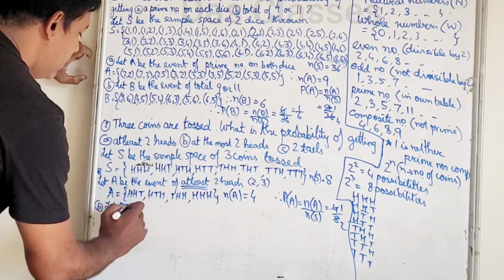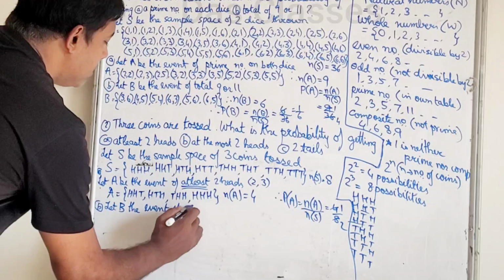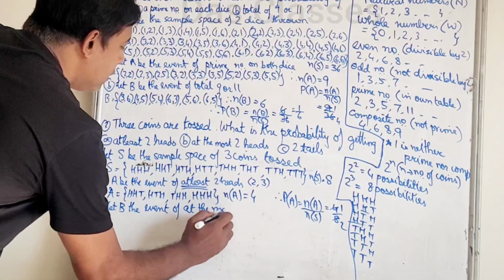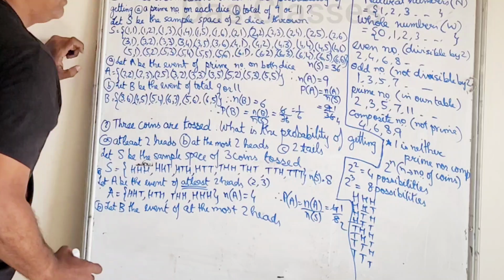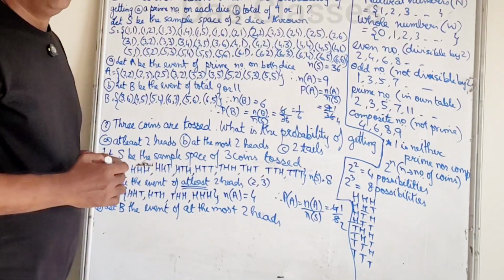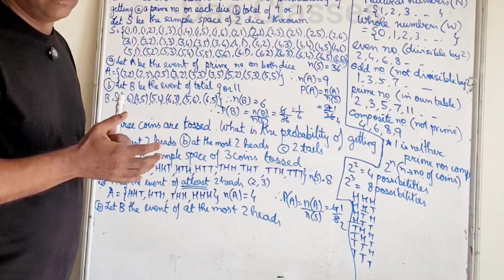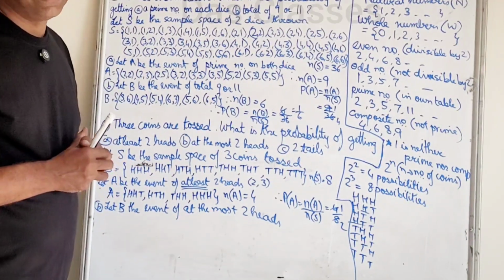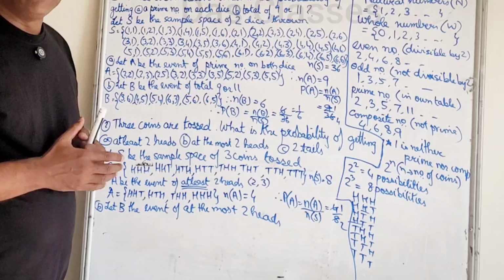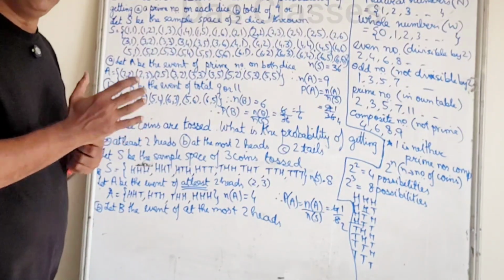Let B be the event of at the most 2 heads. So when I say at the most, I mean to say that value and going back. Continuing with our example, suppose I say I'll get at the most 40 marks in the exams out of 50. I mean, you go back, that means 40, 39, 38 and so on.